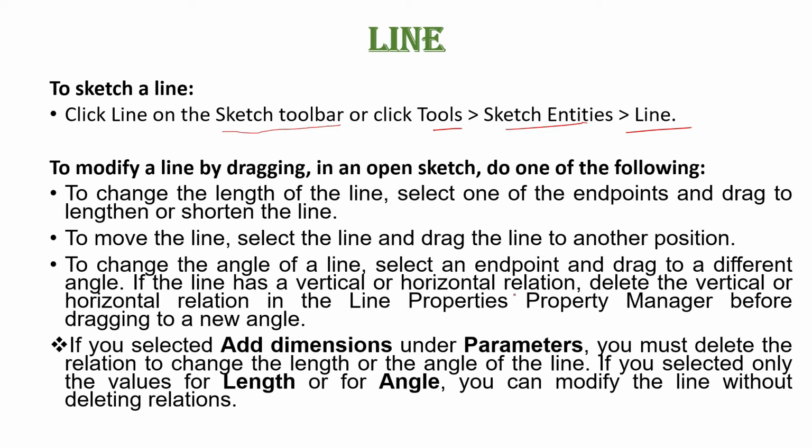If the line has a vertical or horizontal relation, delete the vertical or horizontal relations in the line properties before dragging to new angles. So if we modify the line, we must delete the relation like horizontal or vertical relation. I will show you shortly here. If you selected add dimensions under parameters, you must delete the relation to change the length or angle of the line. If you selected only the values of length or angle, you can modify the line without deleting the relation. Okay. Now let's go to the software.